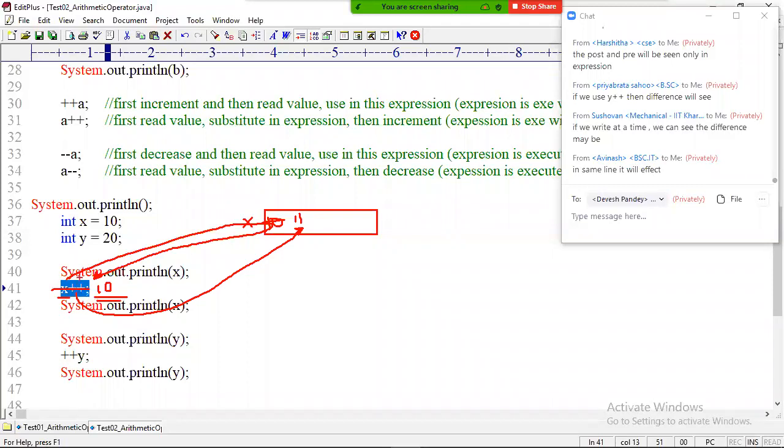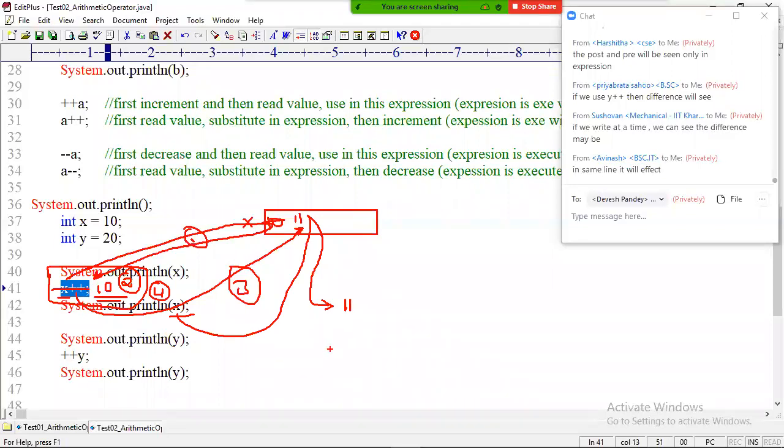Everyone understand? Right. This is post-increment. The first step is read. The second step is substitute. The third step is increase. And the fourth step is evaluate the expression. To evaluate the expression, there is nothing left to evaluate, so it is just ignored and we go into the next line. The next line reads the incremented value, 11.